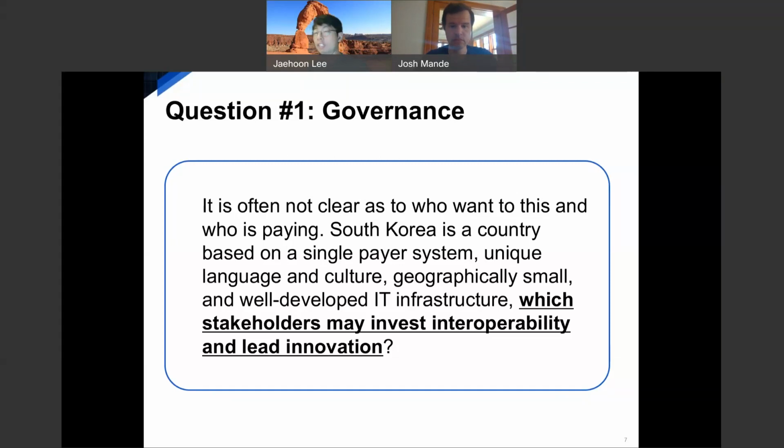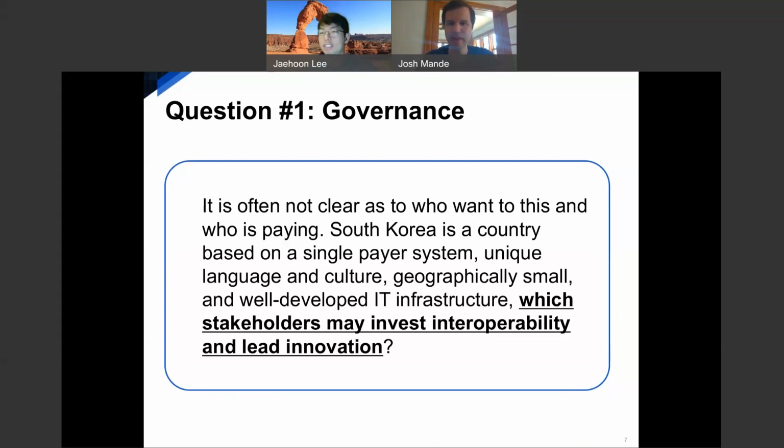And South Korea, you don't necessarily have to be familiar with our country's situation, but we are a country based on a single payer system, and we speak Korean, and we're culturally quite unique, and geographically small. Territory-wise, it's smaller than probably Utah, but we are based on well-developed IT infrastructure. So how should we invest in interoperability, and which of those stakeholders, whether governments or vendors or researchers or practitioners, could lead this innovation?